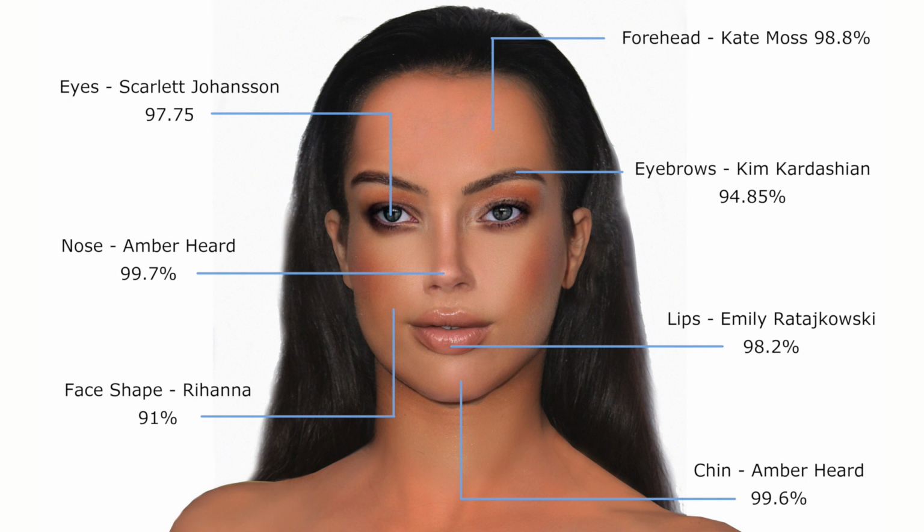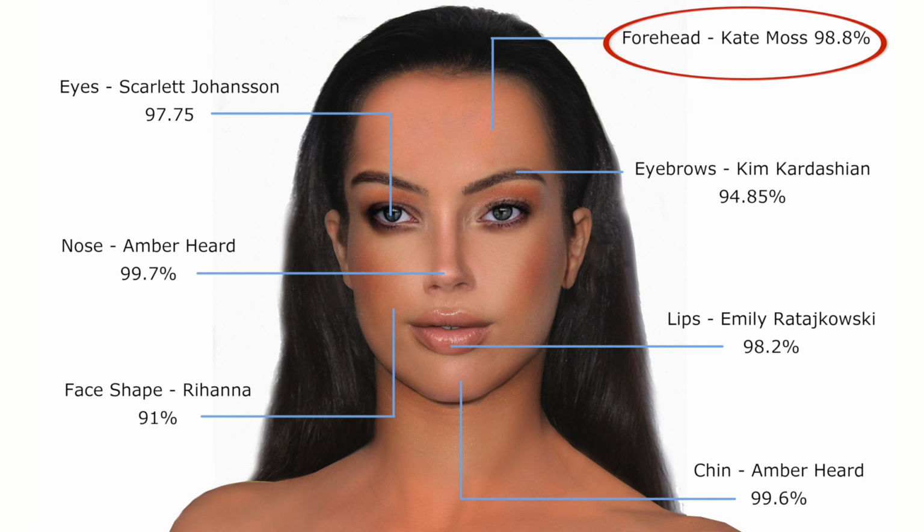So for example, Scarlett Johansson, the proportions of her eyes to the golden ratio was as high as 97%. And this was the highest that we could score on the golden ratio in the people that we looked at. Similarly, looking at the forehead, well, Kate Moss scored 98% when we looked at these proportions.